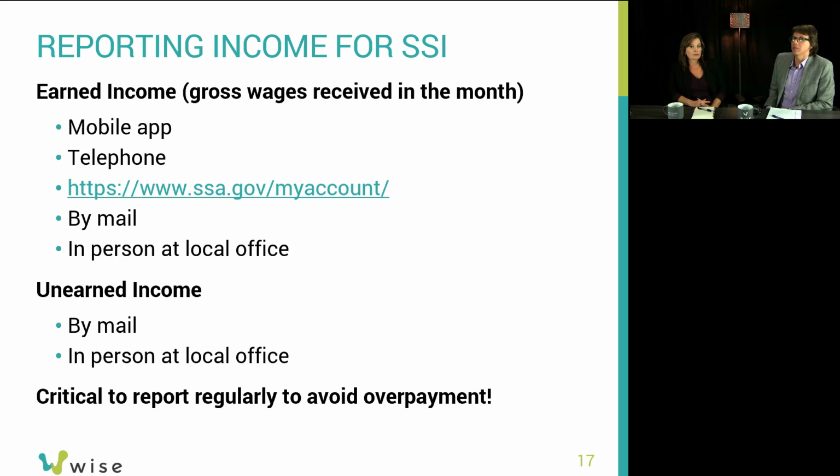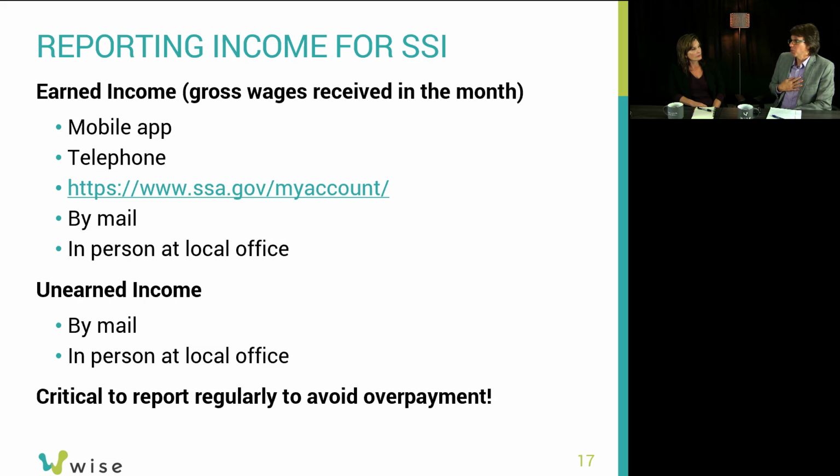Now, it used to be, I would say 10 years ago, that people typically had to report income just by mail or by going in the office. So now it's become much easier for people to be able to report their income for SSI purposes. Yes. That's for earned income. For unearned income, we recommend that people report it by mail or go into the local office in person and give that information to the Social Security rep.